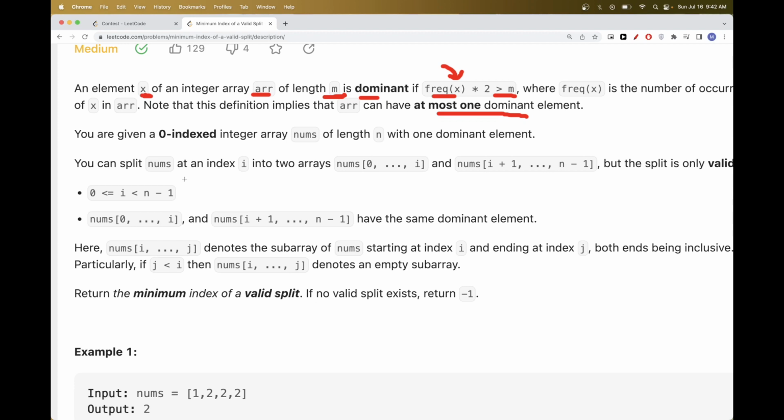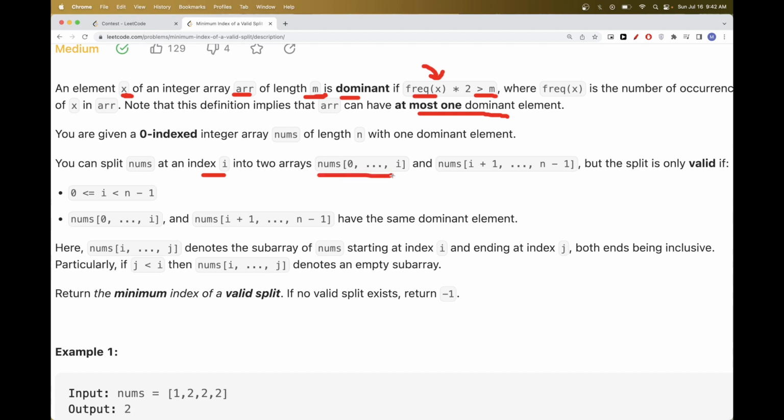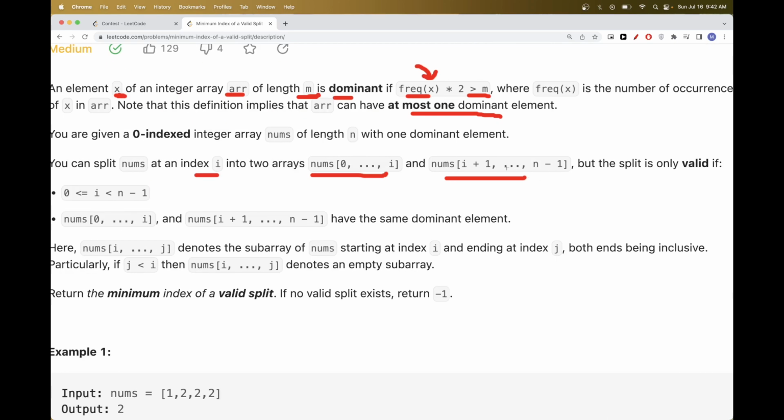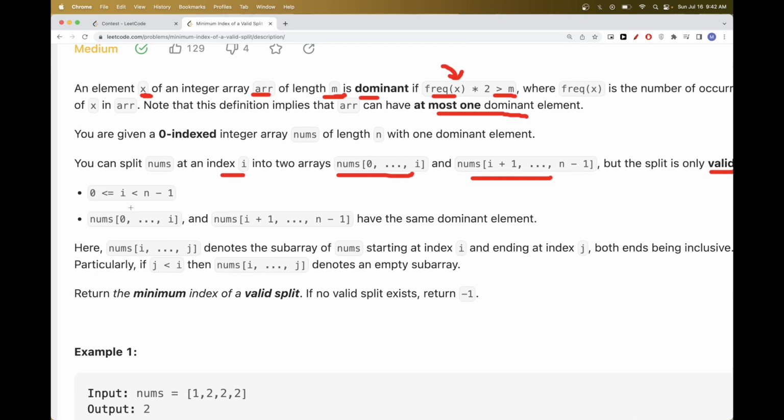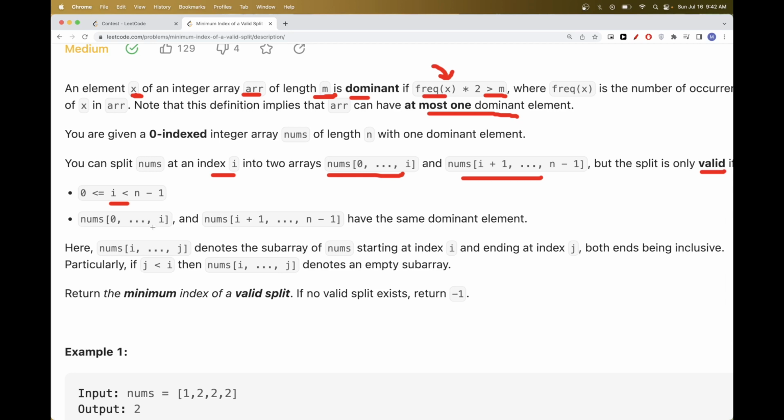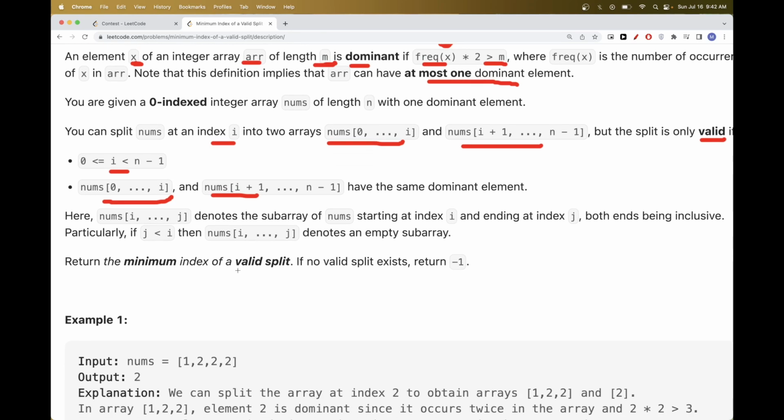And we have this concept of a split where we can split at an index I such that we have to the left side 0 to I inclusive, and from the right side I plus 1 to the end. Okay? And we call this split valid only if the split, of course, is in an index of the array, but before the last element, so less than n minus 1. And both portions of the split need to have the same dominant element. Okay, so that's the constraint. And what we want is just the minimum index that gives us a valid split, right? And if we are not able to get one, we just return minus 1.